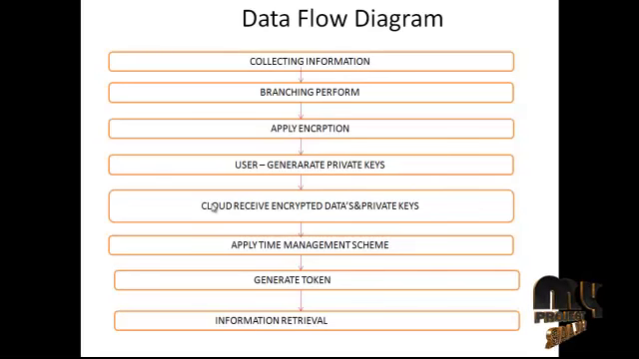Let us see our data flow diagram. So we can start the process. The first process is collecting information. Here it is using the branching programs to collect the information. So here it performs the encryption and collecting information. The next process is branching perform.